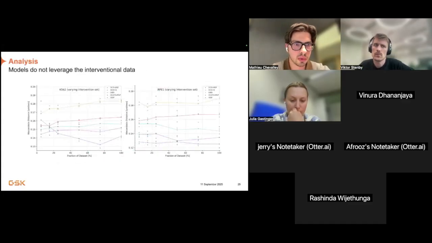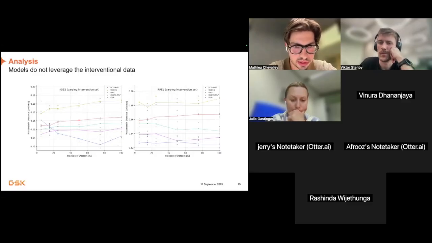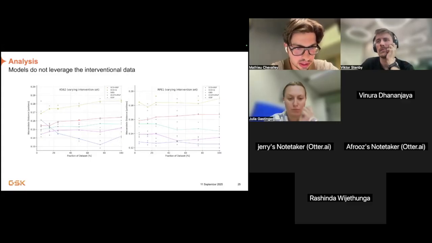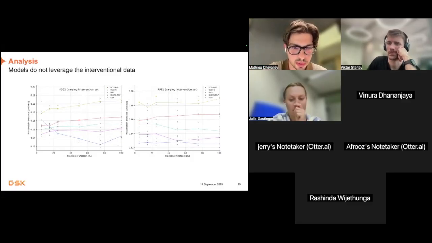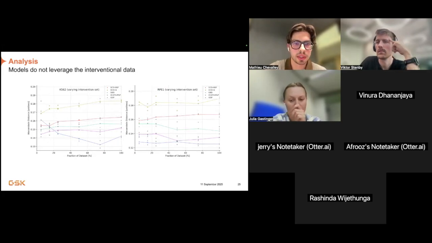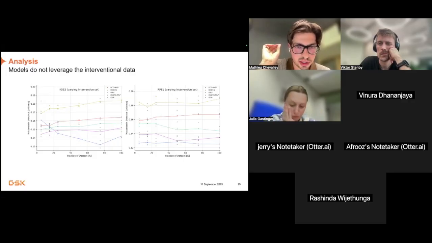If we look a bit more into this, here we evaluate the interventional methods, and we vary the fraction of variables that are intervened. For example, if you have 20%, it means only 20% of the genes have an intervention. And we increase until 100%, which means all genes have an observed intervention. What we would expect is that the performance or the metric goes up as you get more interventions. But as you can see, it's basically flat, which means something is not right.